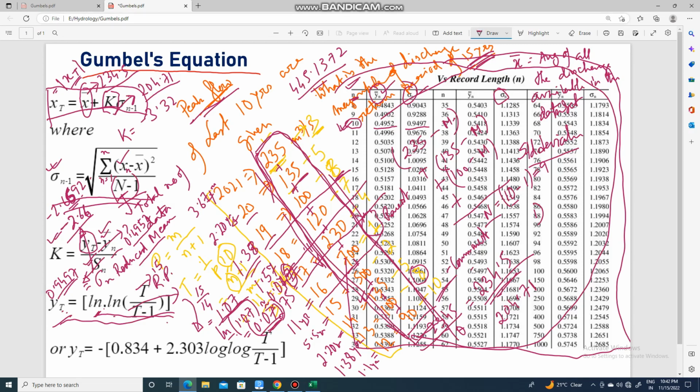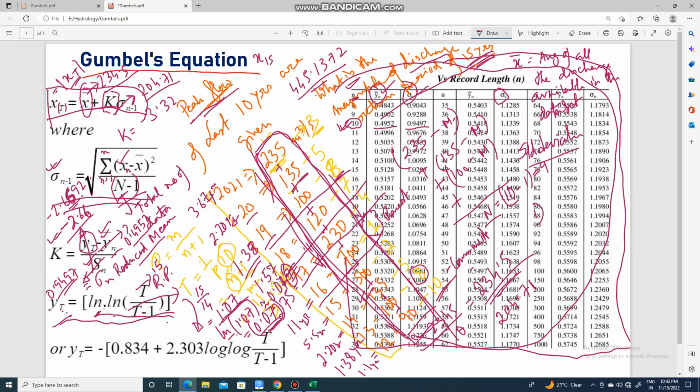However, if you use Gumbel's equation, the formula is like this. This xt is the value of the variate. X is the variate, which in our case is discharge, and the subscript t indicates the return period for which we want to know the magnitude. That means for this problem, we want to know the magnitude of discharge that has a return period of 15 years. So this indicates that we want to know the x at 15 years. Okay. So for that, what do you have to calculate?